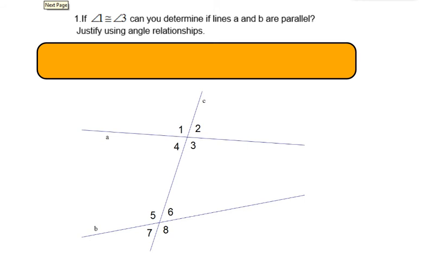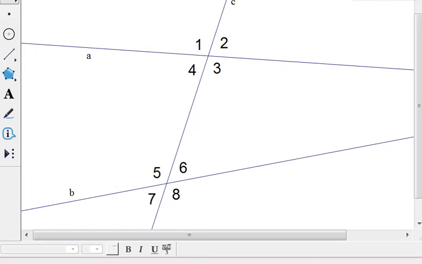In problem 1, we're given the information that angle 1 is congruent to angle 3, and it asks, can you determine if the lines are parallel? Justify using angle relationships. Notice that angles 1 and 3 are vertical angles, so they're actually always congruent. Let's step back and look for a moment at that situation together.